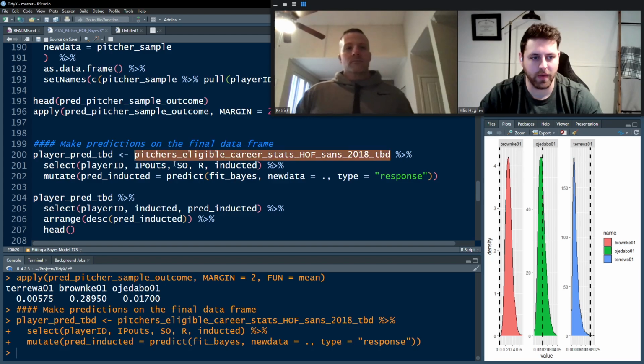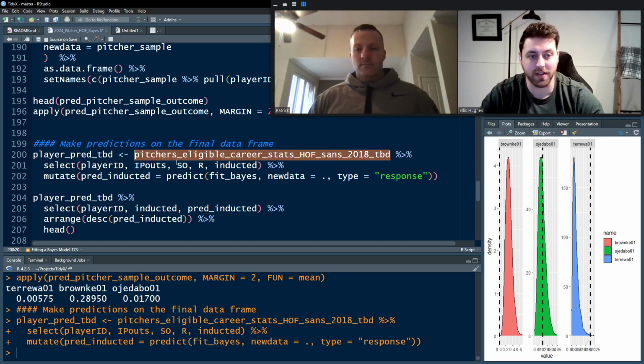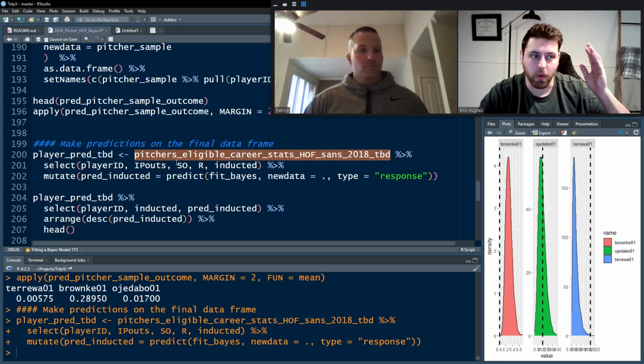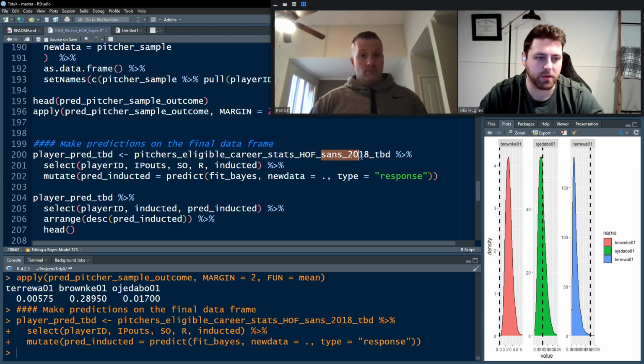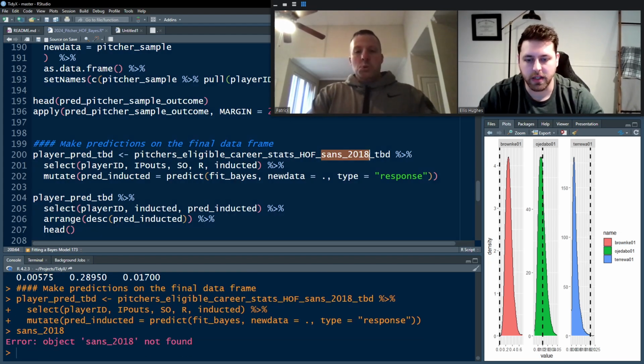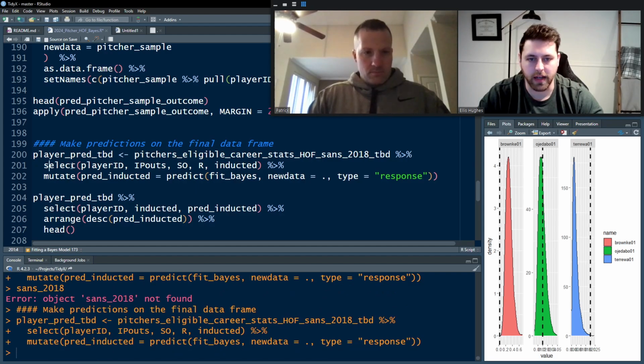Sure thing. So we have our TBD data set, which are all the folks that either are just eligible this year or we're still waiting to find out whether they will be inducted, sans Peoples 2018. So this is all the people that have been eligible but still haven't been voted in. We can run this, and we're again selecting their player ID, IP outs, SO, R, and inducted. So we do have the ground truth, well, as in they haven't gotten in yet, so we don't really need that. It's just NAs. Or it's falses, I think.